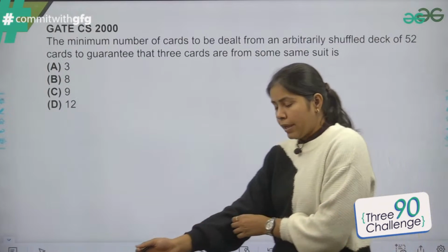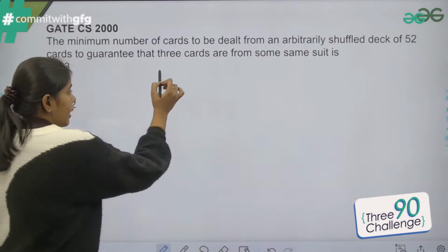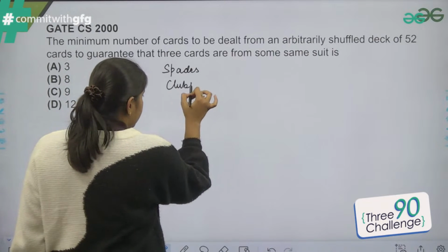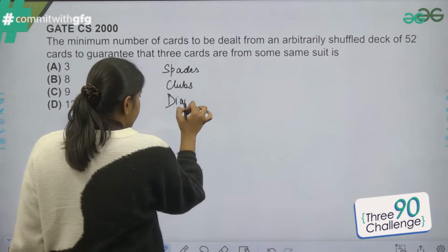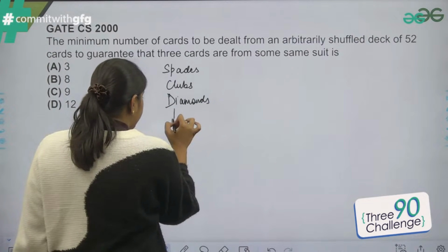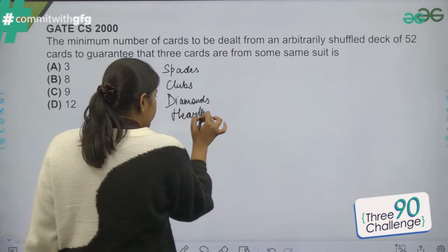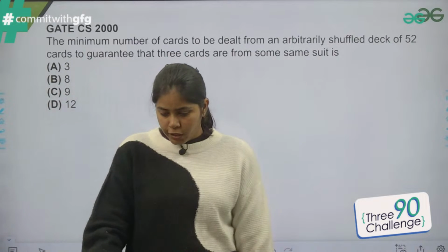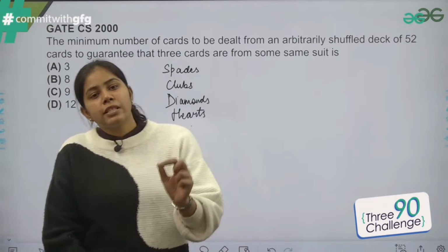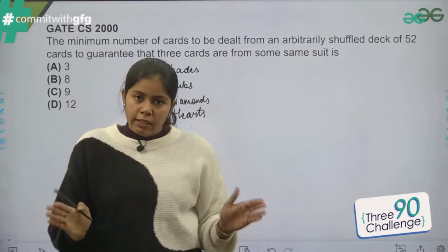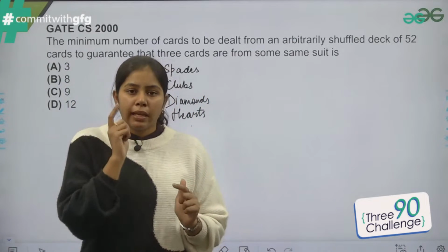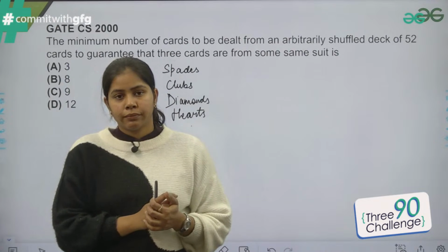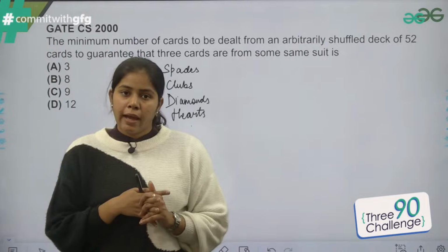First of all, I have 4 suits in a deck, right? I have spades, clubs, diamonds, and hearts. So does anybody know what the pigeonhole principle is? The pigeonhole principle says that if we have 20 pigeonholes and 21 pigeons, then at least one pigeonhole has more than one pigeon, right? That is my pigeonhole principle. I have to use that.